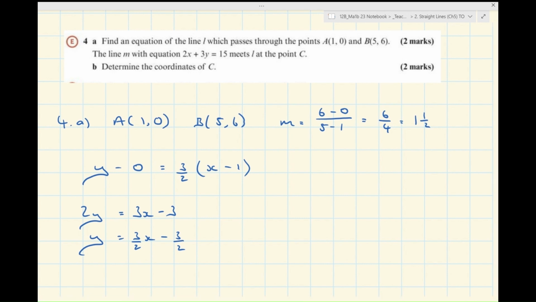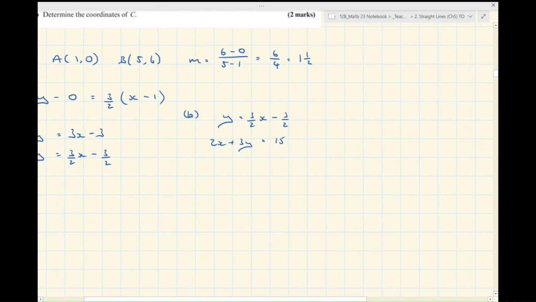So I have found the equation of the line, and now I'm going to do part B. I'm going to determine the coordinates of C. I need to find the coordinates of C, which is where my line from part A intersects with the line 2x plus 3y equals 15. So I'm going to substitute from equation 1 straight into equation 2. So I'm going to have 2x plus 3 lots of (3 over 2 x minus 3 over 2) equals 15.